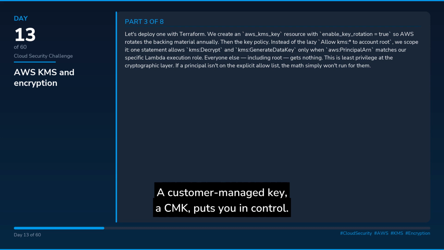We create an aws_kms_key resource with enable_key_rotation equals true, so AWS rotates the backing material annually.